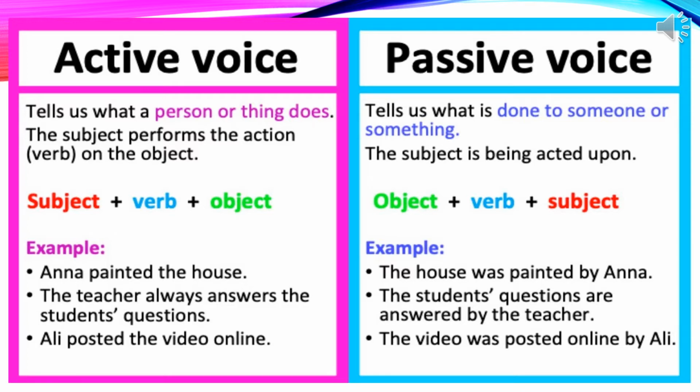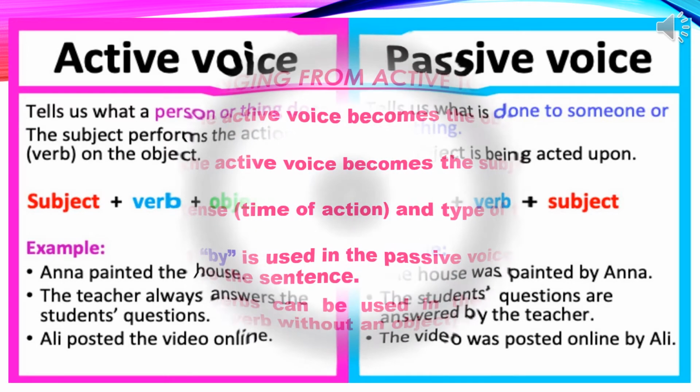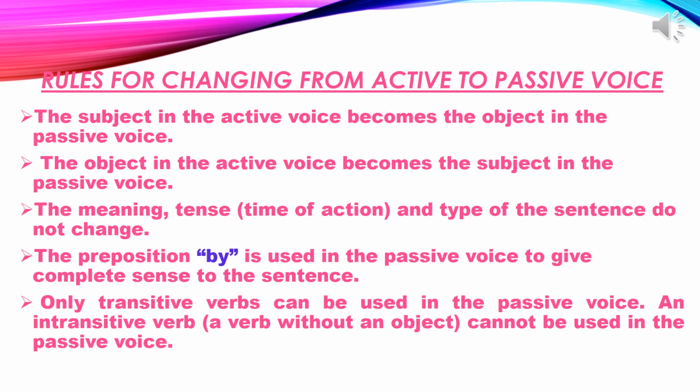Let us know more about the rules. There are some rules for changing sentences from active voice to passive voice. Let us see. The first one: the subject in the active voice becomes the object in the passive voice, and the object in the active voice becomes the subject in the passive voice. So remember, the object in active voice is coming as a subject in passive voice. The meaning, tense, or time of action and type of the sentence do not change.